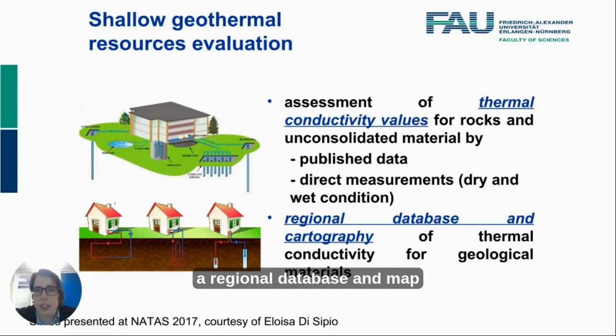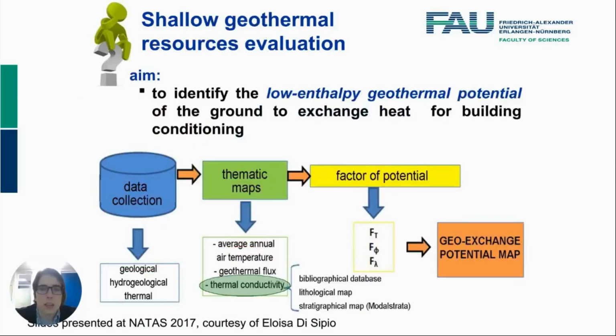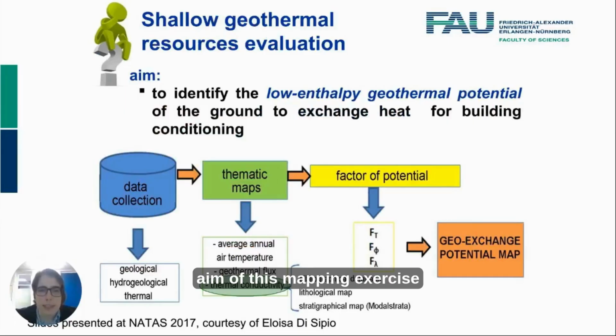The goal of this was to establish a regional database and map of the thermal conductivity of geological materials in the region of Italy that was studied. The aim of this mapping exercise is specifically to look at geological potential for geothermal building conditioning. If you can identify regions which have favorable thermal conductivity, you can build a potential map and identify regions that have very good potential for high performance of these kinds of geothermal heat pumps.